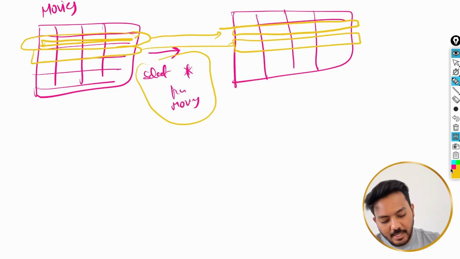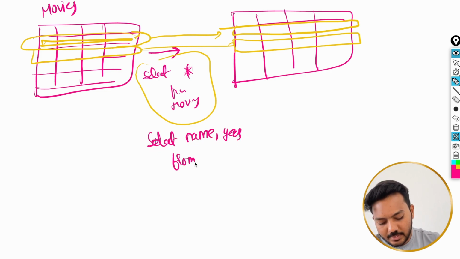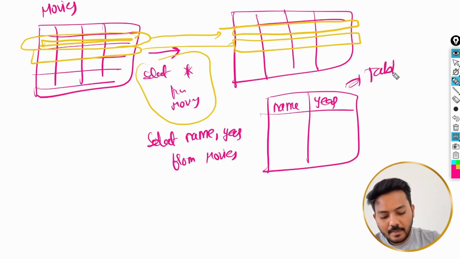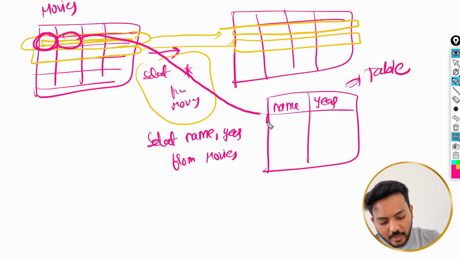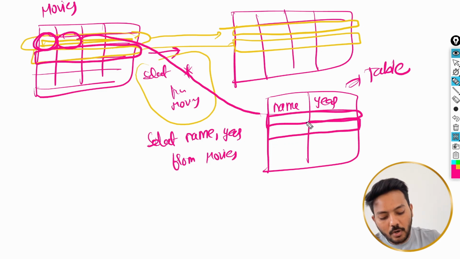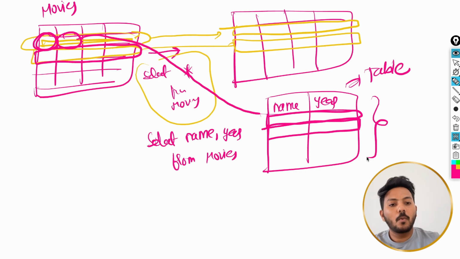Now what if we say select name comma year from movies? If I do this, the output will have only 2 columns, name and year, and this is a table as well. And the first column in which we have the name, that would be present in the first record of this output, and the second row from the original table will be the second record of this subset output. Hopefully that is clear.